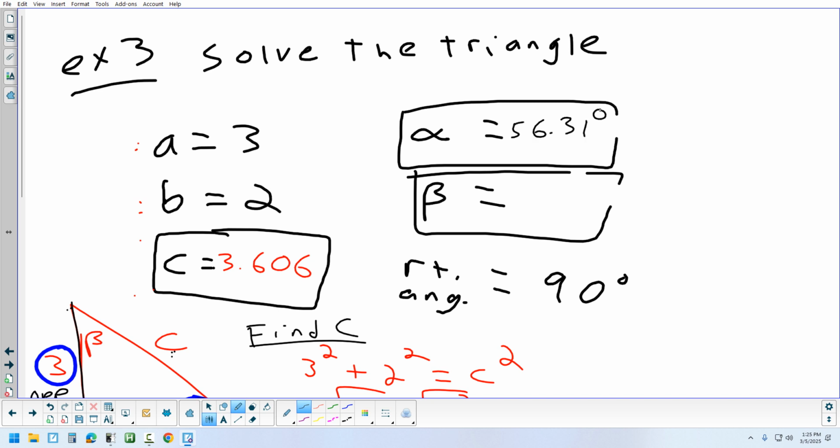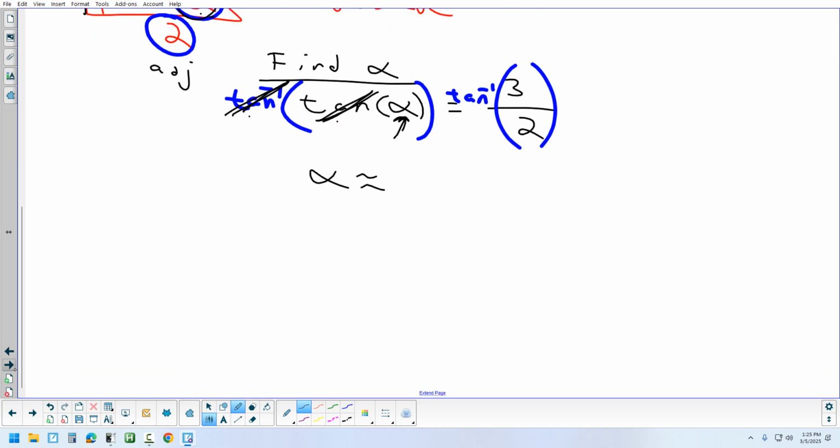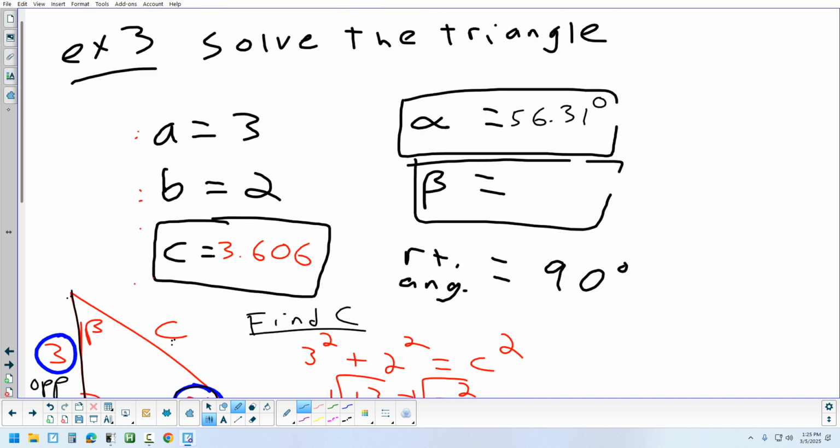Now if I was taking some kind of time test and I had to finish it really quick, I would just subtract 56.31 from 90 and hope I got 56.31 right. But as long as I have the time, I'm going to find beta the same way I found alpha. I'm not going to use alpha and I'm not going to use C. So if I make a mistake, it'll only be on that one part. Let's find beta. What was the answer again? 56.31.